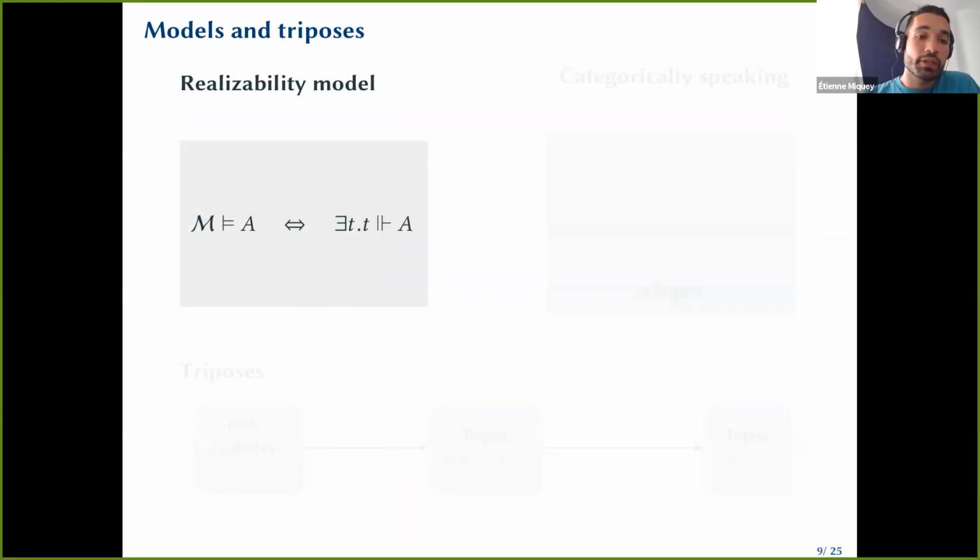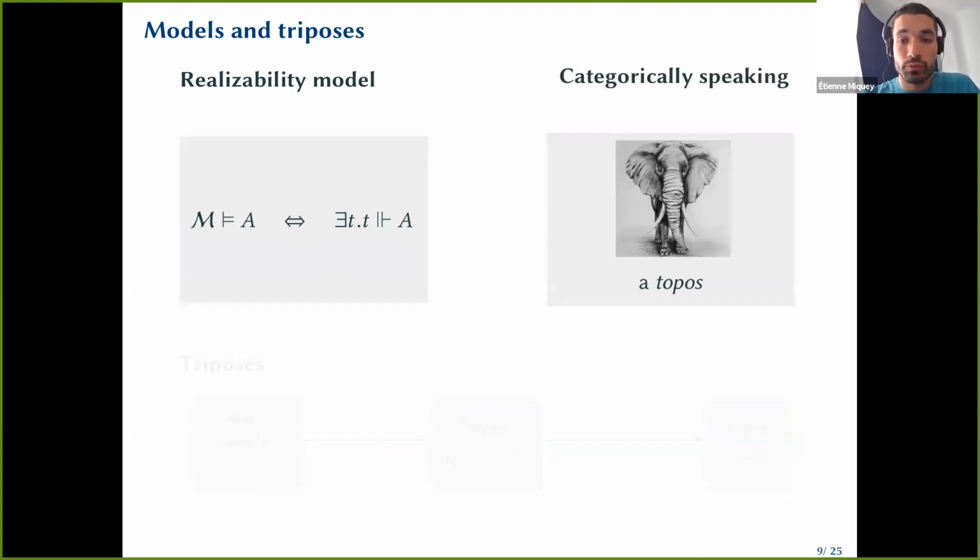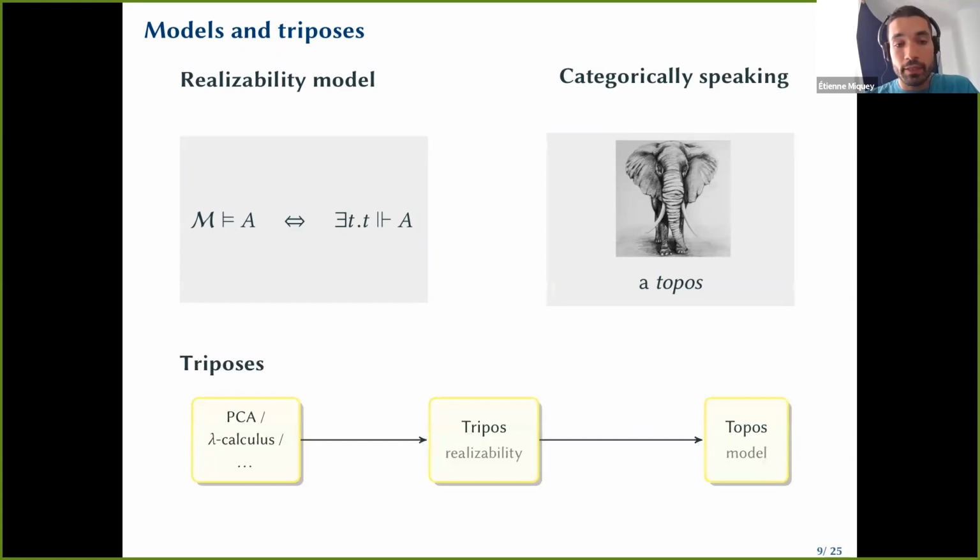And to get a model, you just say that A is going to be validated if you have a realizer. As I said, this corresponds to a topos. And that was the usual picture that many people have in mind. So you start from the PCA, the lambda calculus, and algebraically you can define a tripos. And from the tripos, you get a topos, which is the model. And people so far were reasoning at the level of triposes rather than at the level of toposes when it comes to realizability, because everything is uniform afterwards. So it's enough somehow to consider the tripos to see interesting things.